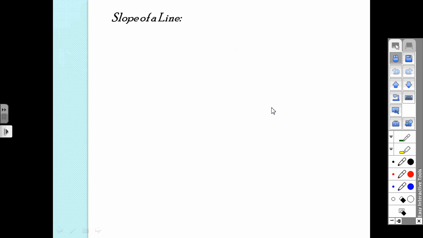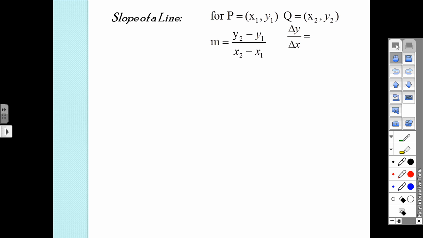So the slope of a line is defined by an equation. If you have the endpoints of your line segment, or just 2 points on any line with the coordinates x1, y1, and then x2 and y2, you can plug those coordinates into this slope formula, which is y2 minus y1 over x2 minus x1. So what you're doing is you're subtracting the y coordinates and you're subtracting the x coordinates. So what's really happening is delta y over delta x.